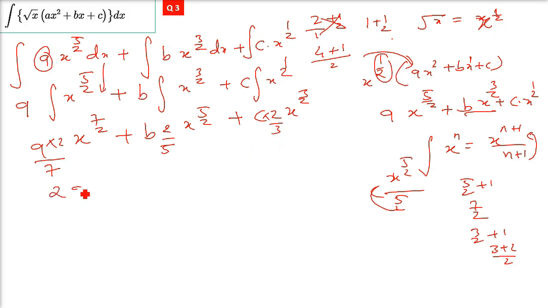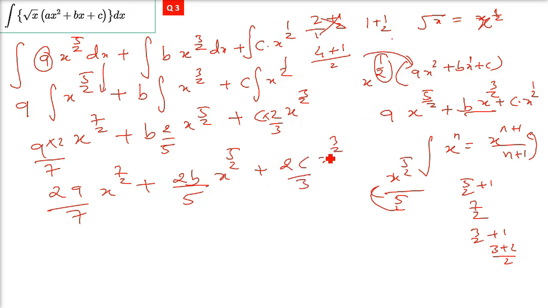So what will be the final term? 2a by 7 x to the power 7 by 2, plus 2b by 5 x to the power 5 by 2, and then plus twice of c by 3 x to the power 3 by 2. So these are three terms. Let me write the third term also. It will be 2c by 3 x to the power 3 by 2. And what is remaining? A constant of integration. This is your final result.